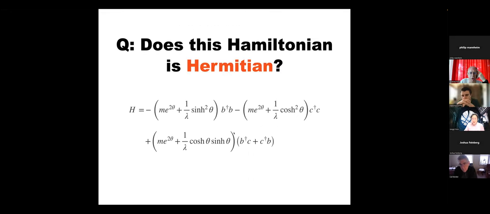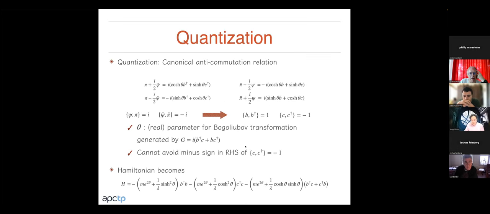Sorry to interrupt. Can we not just multiply the c's by i? Then it will have a plus on the right-hand side. Then you have to be careful about the conjugate, whether it's a conjugate relation between c and c dagger, and so on. You can do that. You can define any conjugate you want, no?